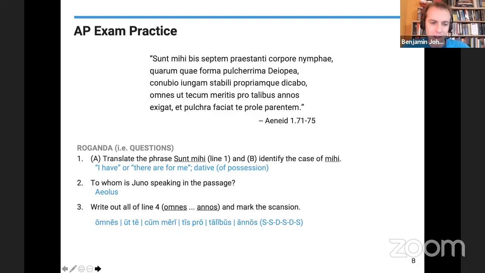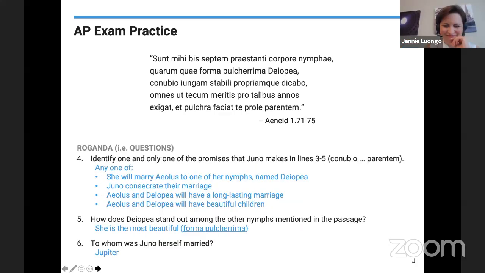Write out and scan all of line 4. Omnes ut te cum meritis pro talibus annos. Nothing horribly tricky with this line. There's no elisions. It's spondee, spondee, dactyl, spondee, with your standard dactyl, spondee, raspberry jam pot, as I like to call it.